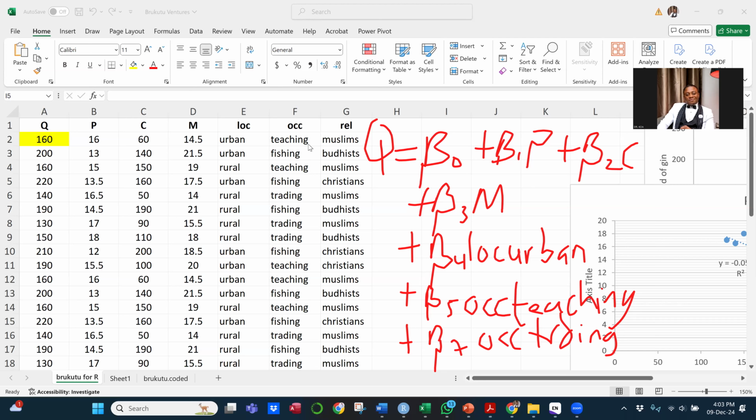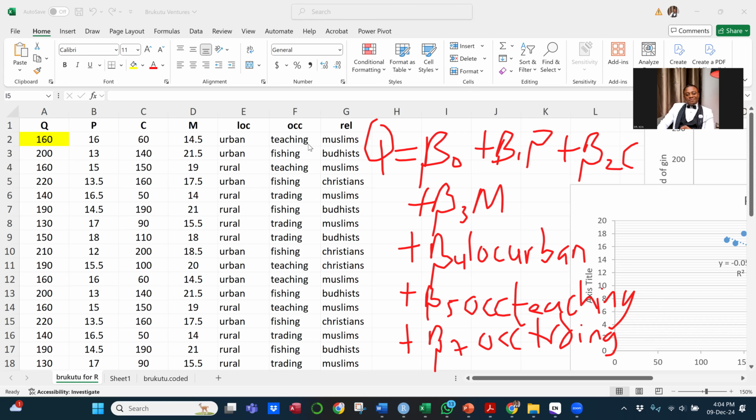Fishing. So it means that each time I talk about occupation teaching, I'm saying teaching relative to fishing. Each time I talk about occupation trading, I will say trading against fishing. So fishing is the reference category. The good thing is that our software will select the reference category easily for you, so you are good to go.